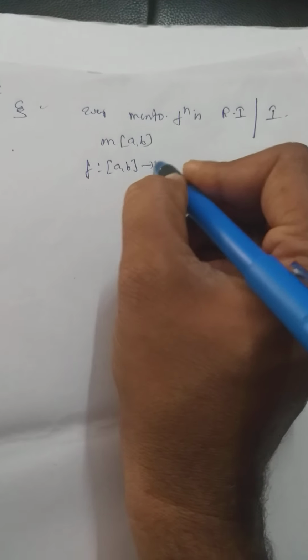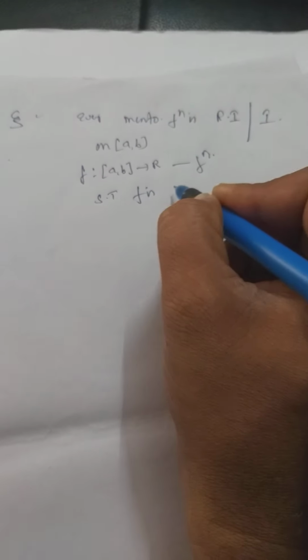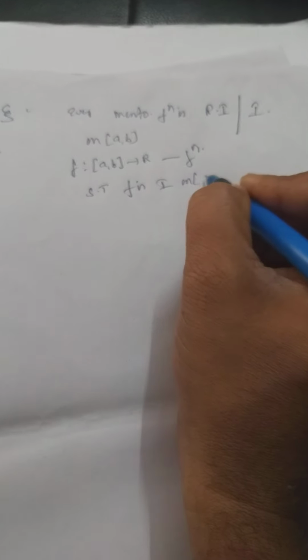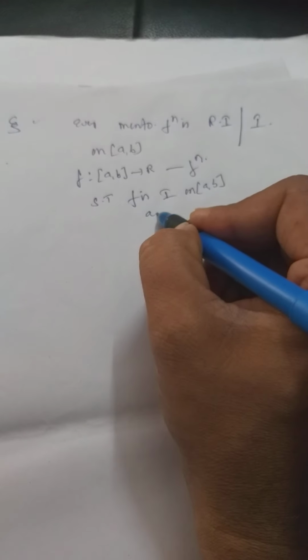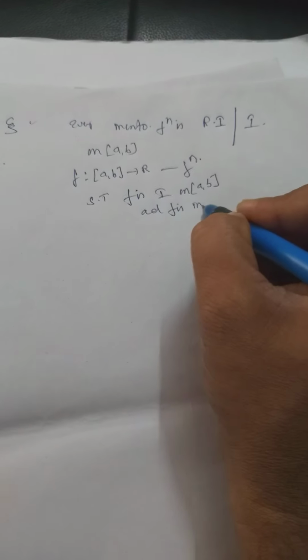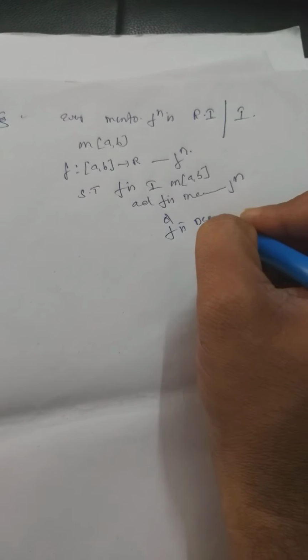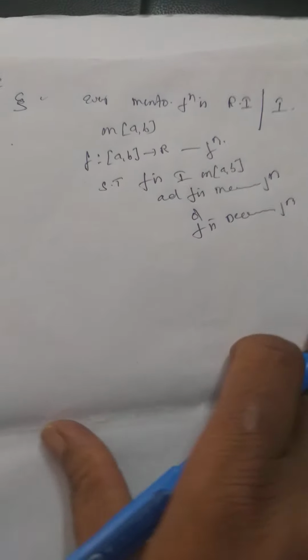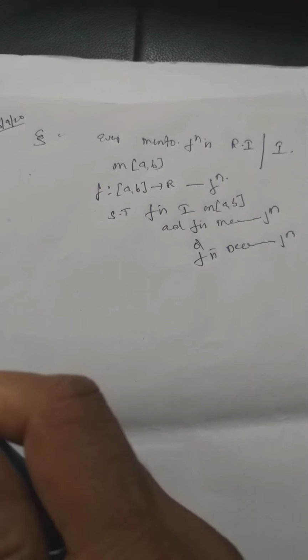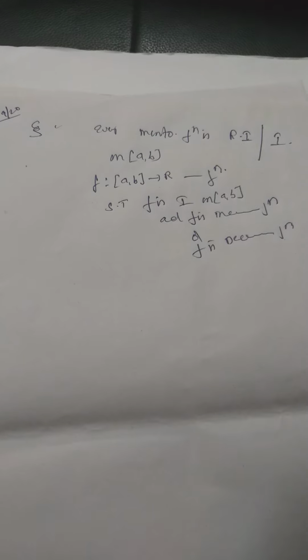Sometimes they will give it like this: f from closed interval [a, b] to R is a function. Show that f is integrable on [a, b] and f is an increasing function, or f is a decreasing function. Now, what do you mean by monotonic? A monotonic function is nothing but a function which is either increasing or decreasing.